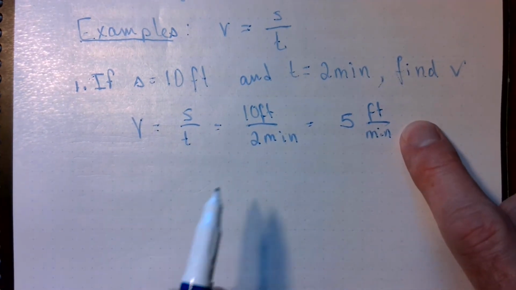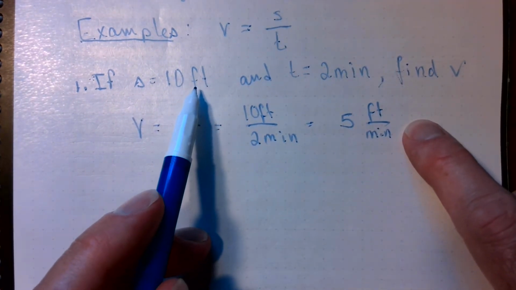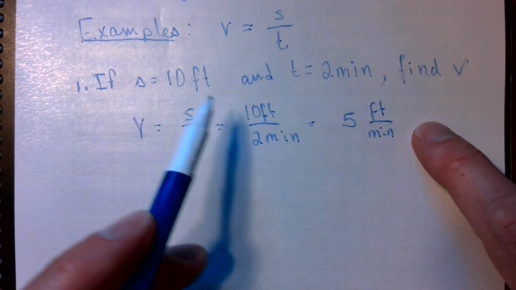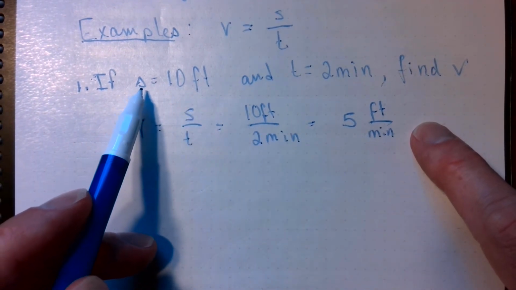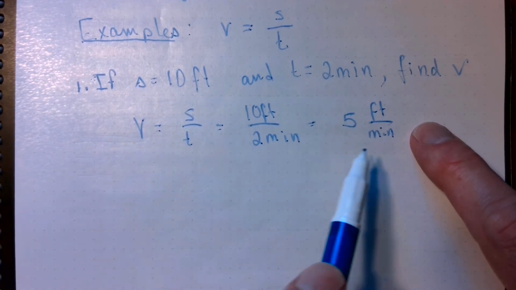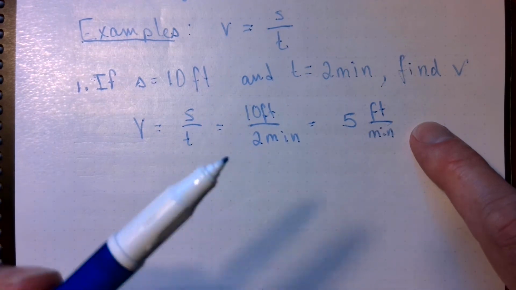Okay, note that the units of your measurements tell you the units that your velocity will have. So we're imagining we had an object that moved 10 feet. It took 2 minutes to do that. So the object is moving at a rate of 5 feet per minute.